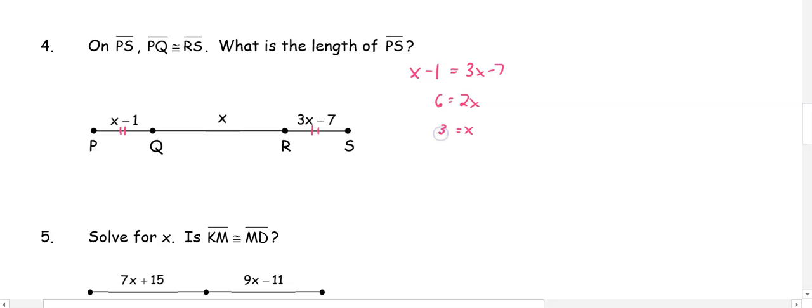So x is 3. So our lengths here, when we substitute in, 3 minus 1 is 2. x is just 3, and then 3 times 3 minus 7 is 2. PQ and RS should have the same length, so it's good that they're both 2. So to find the length of PS, we want to add those all together. So 2 plus 3 plus 2 would get us a length of 7.